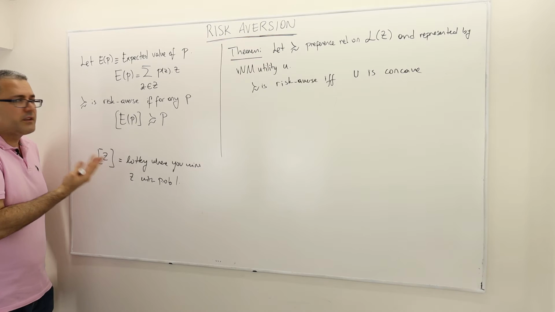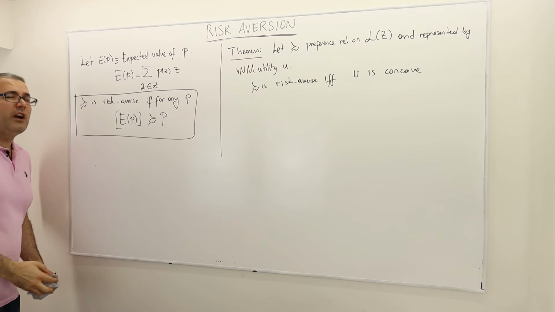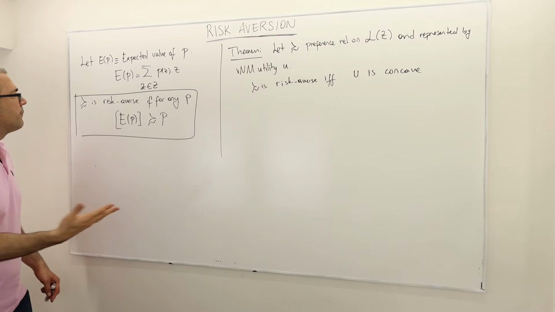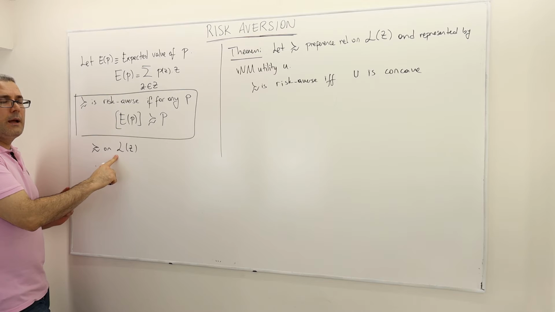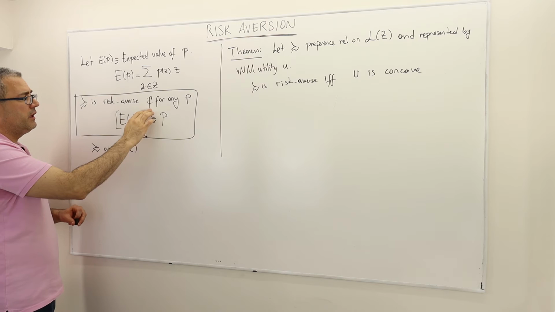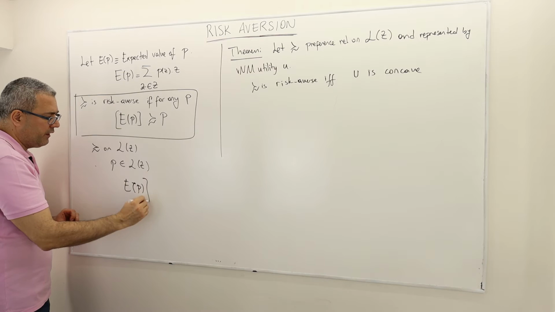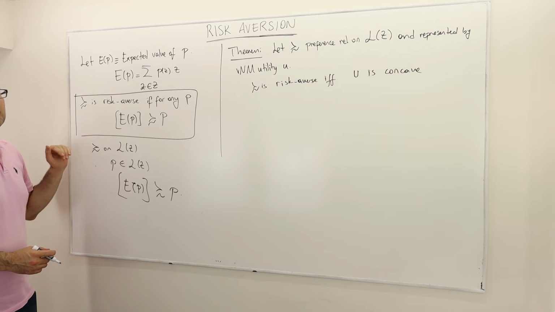Now the definition of risk aversion. By the way, who is risk averse? A preference relation is risk averse, and therefore if a decision maker has this preference relation, we can call this person risk averse as well. But we define risk aversion for a preference relation. A preference relation on L of Z, the set of all lotteries on a set of prizes Z, is called risk averse if and only if for any lottery P you pick from L of Z, the sure lottery of E of P is at least as good as the lottery P itself. If this is true for every P, then we call this preference relation risk averse.